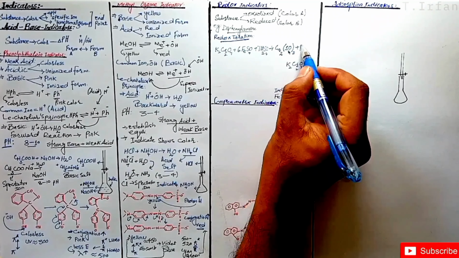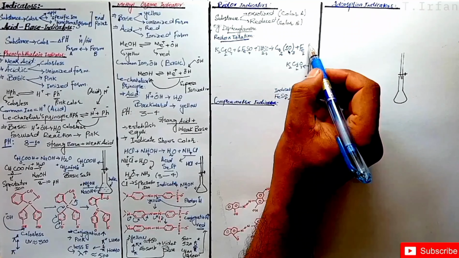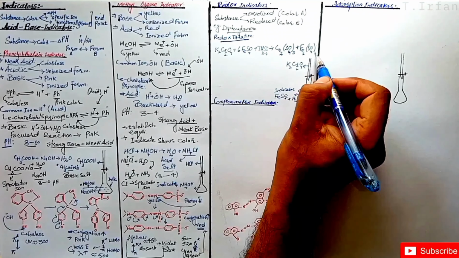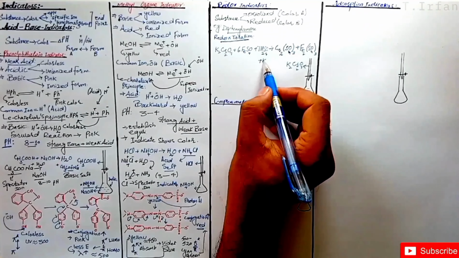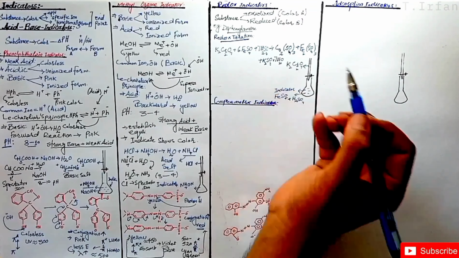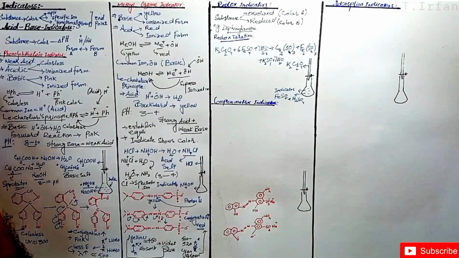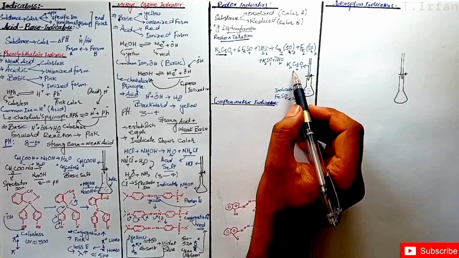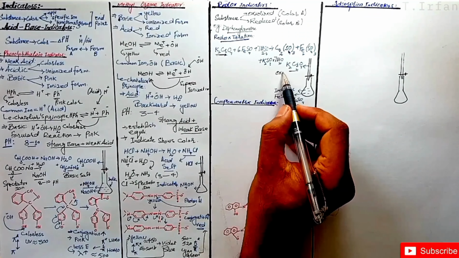In this reaction or titration, potassium dichromate is the oxidizing agent, which is being reduced from +6 oxidation state to +3. While on the other hand, ferrous sulfate is a reducing agent which is being oxidized from +2 oxidation state to +3.